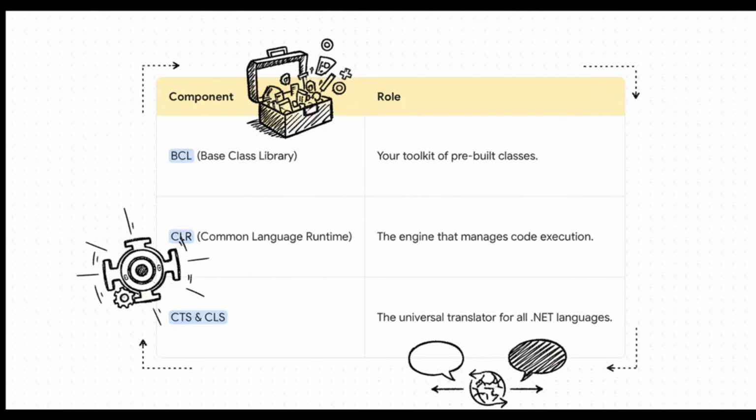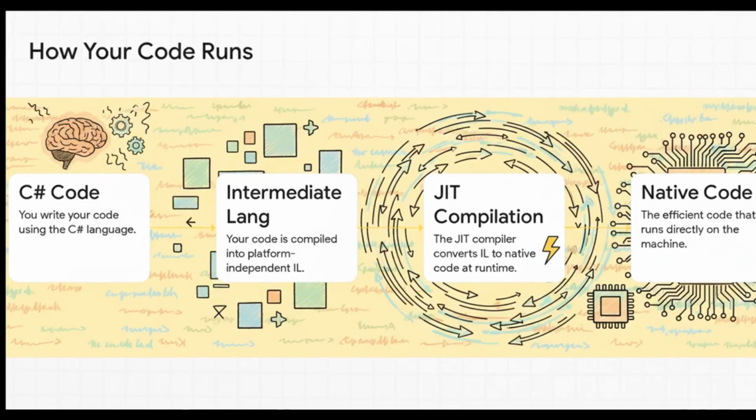And finally, you have the CTS and CLS, which act like a universal translator. It's the magic that lets you use C#, F#, or Visual Basic and have them all play nicely together inside .NET.